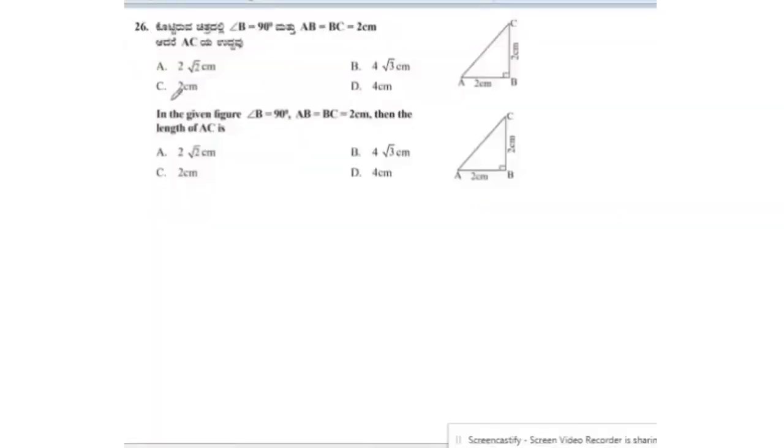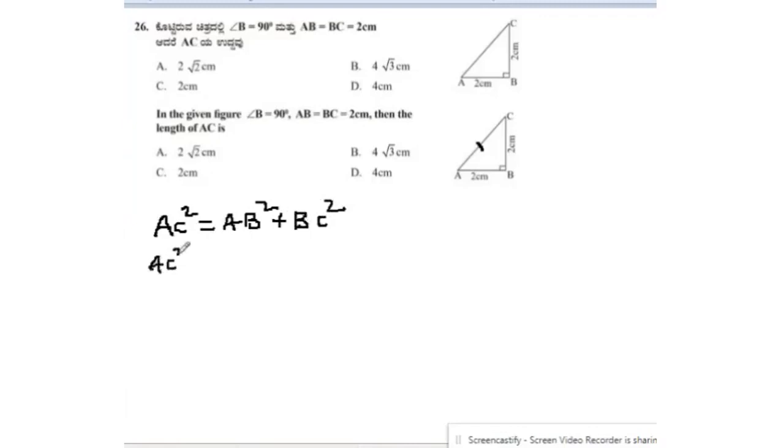Moving on to the 26th question. In the given figure, angle B is 90, AB is 2 centimeters and BC is also 2 centimeters. Then the length of AC: we have to apply the Pythagoras theorem formula. What does the Pythagoras theorem say? Hypotenuse square is equal to the sum of squares of the other two sides. So AC square is equal to AB square plus BC square. This is the Pythagoras theorem formula.